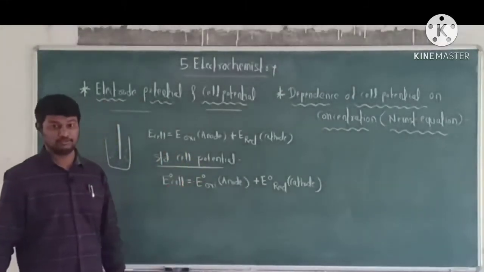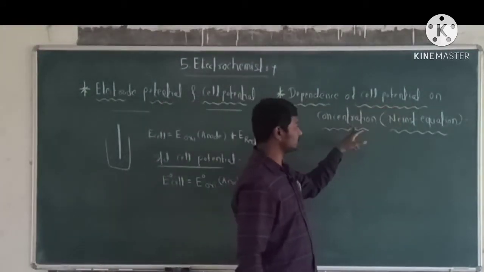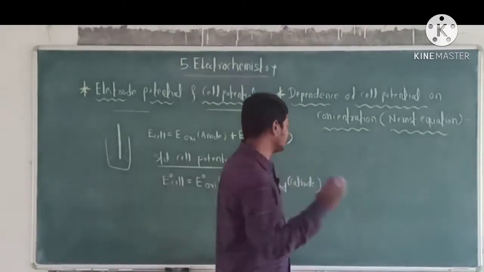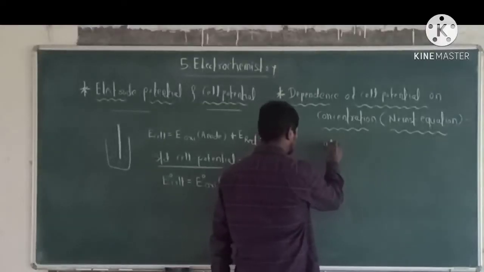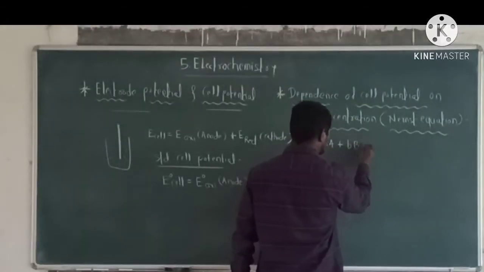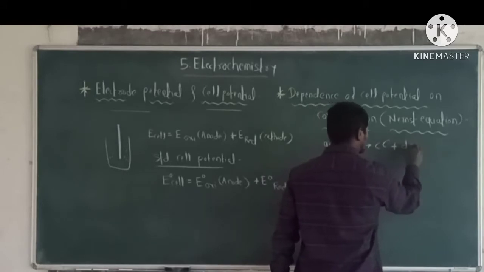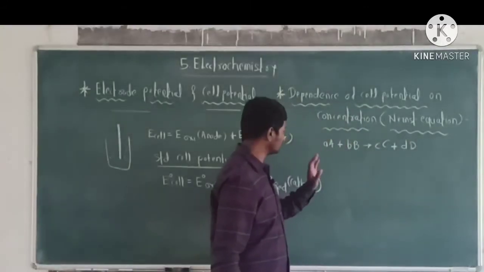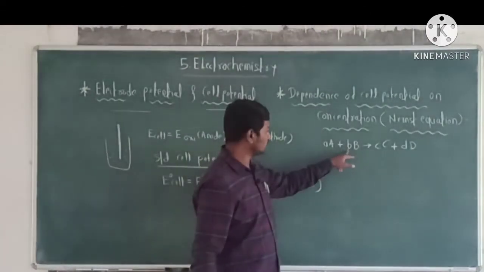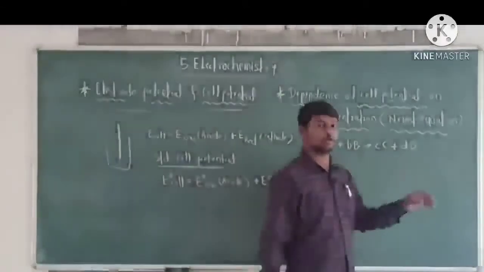Next point is the dependence of cell potential on concentration, that is, the Nernst equation. Consider a general equation, that is, a moles of reactant A react with b moles of reactant B to give c moles of product C and d moles of product D.